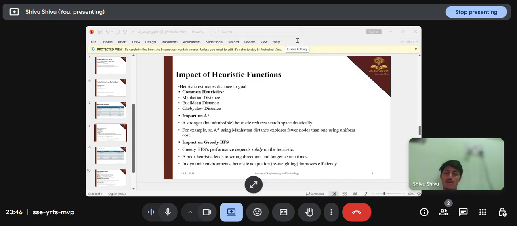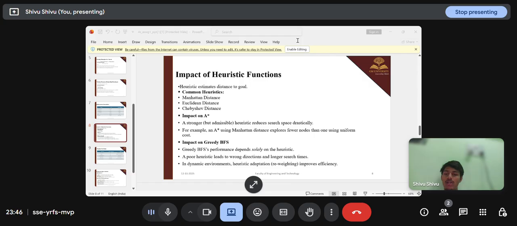So these are the common heuristics, that is Manhattan distance, and next Euclidean distance, and Chebyshev distance. So Manhattan distance means the steps needed moving only up, down, left, and right. And next Euclidean distance, it is a straight line. And next, Chebyshev distance, it is the distance if you can move diagonally as well.